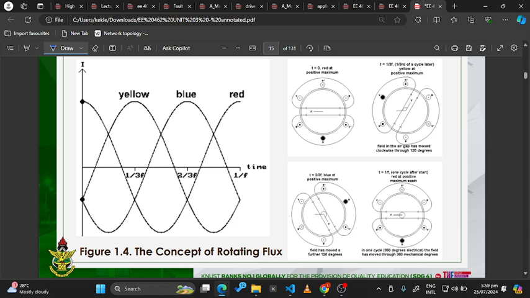Let's go on. So we have three phases. This is phase red. Phase yellow is displaced by an angle of 120 degrees, and phase blue by an angle of 240 degrees. At time t equal to 0, you can see that red is at its positive maximum.